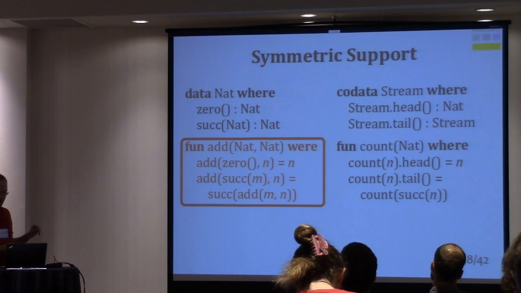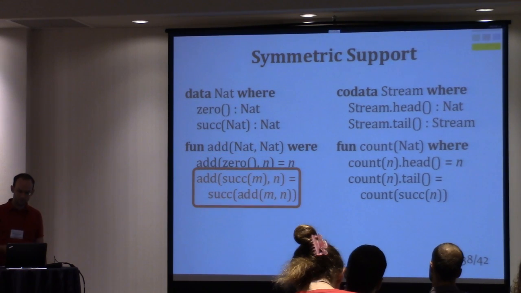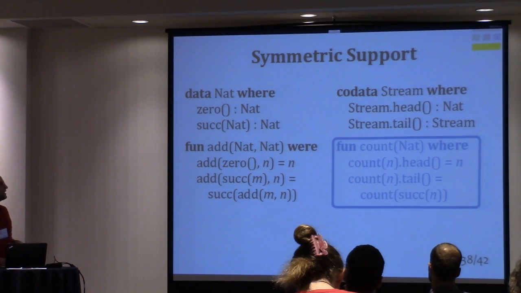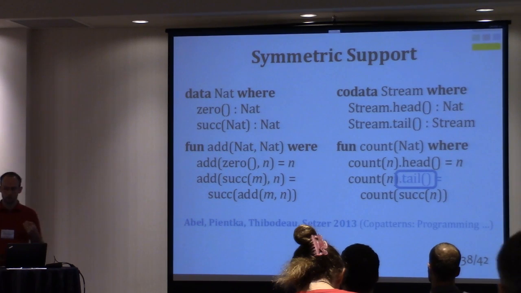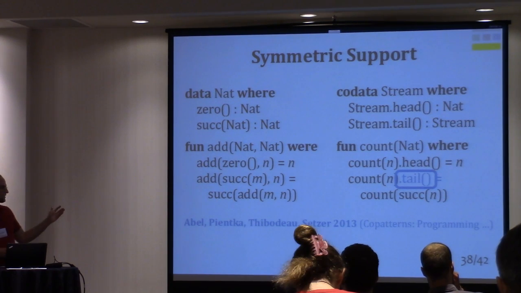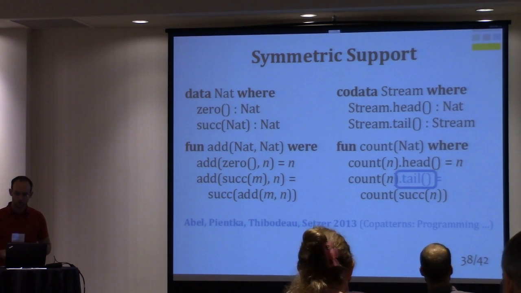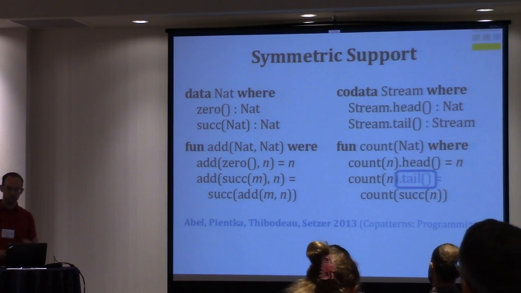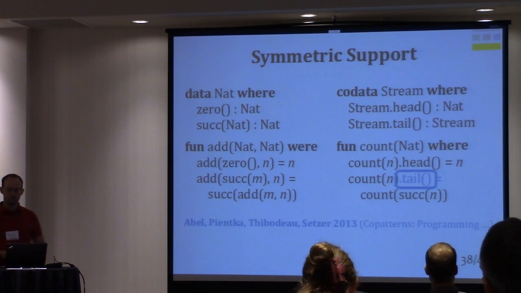They are defined by having equations that pattern match on data, or you can also define functions by having equations that co-pattern match on co-data. Co-pattern matching was introduced by Abel and colleagues in a paper at POPL two years ago. It's the dual to pattern matching. It looks a bit like defining a method, but it's an FP way of defining a method, if you want.